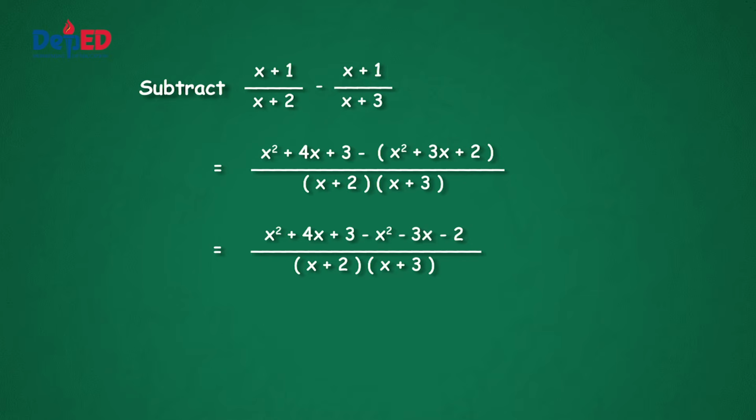What will be the final answer? Remember to simplify the numerator by combining like terms and the denominator by multiplying them. The difference in this example is given by the expression x plus 1 all over x squared plus 5x plus 6. And there you have it. That is how we add or subtract rational algebraic expressions. Now let us have a recap.